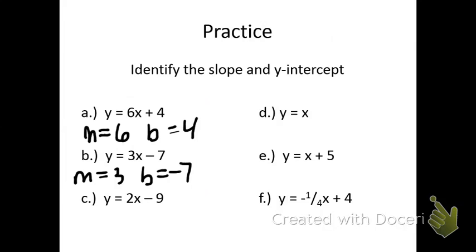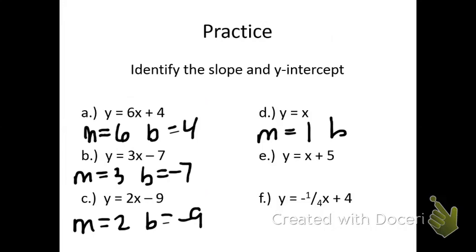Alright, let's come back here. On C, m is 2, b is negative 9. On D, if there's nothing in front of the x, then we say m is a 1. And we say b, if there's nothing there that's added or subtracted, we say it's like 0. So that's kind of like y equals 1x plus 0. If nothing's added, it's a 0. If nothing's in front of the x, it's a 1.